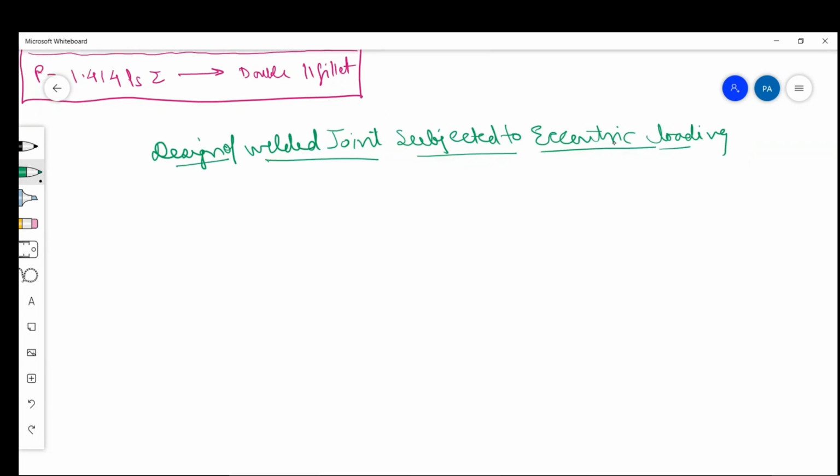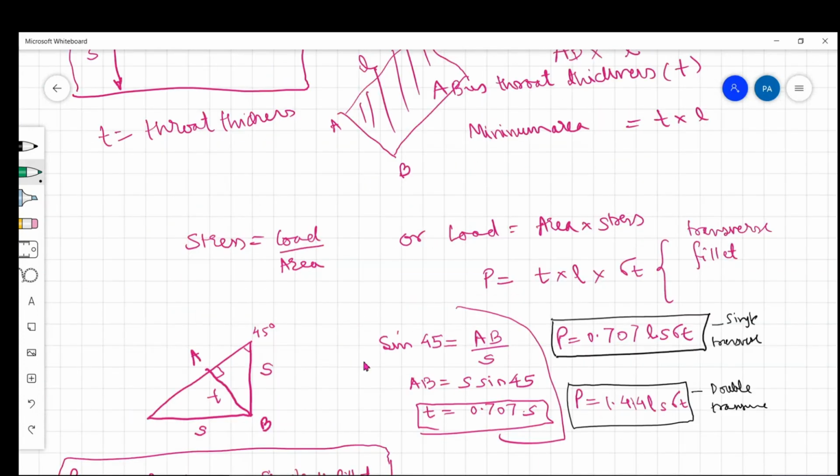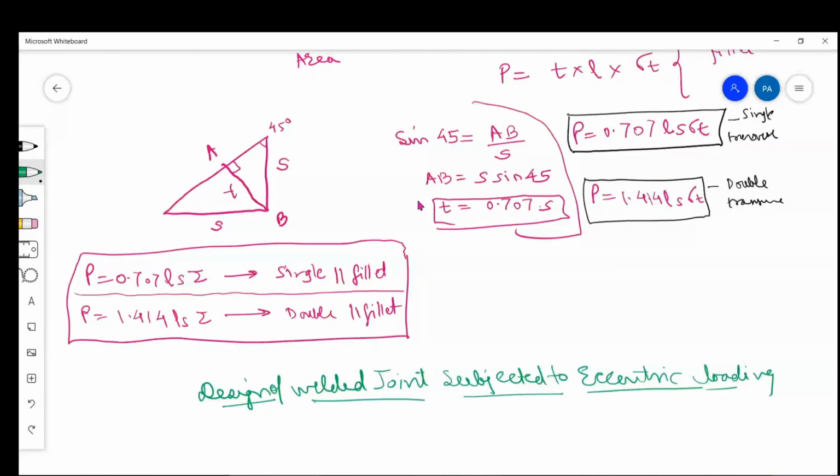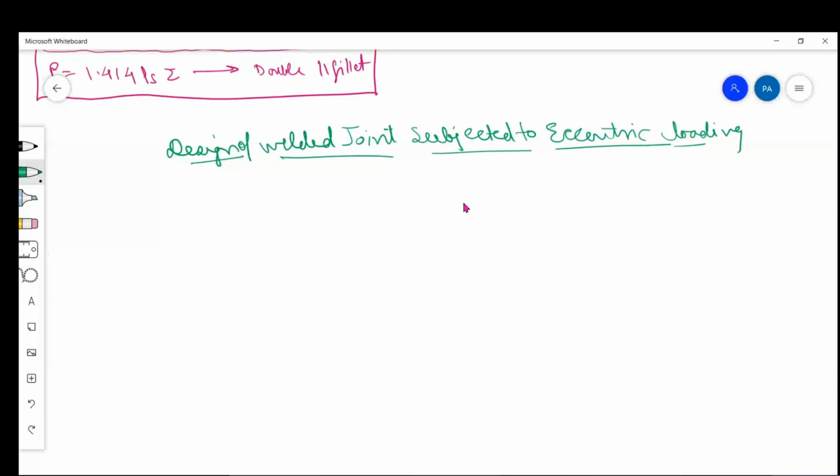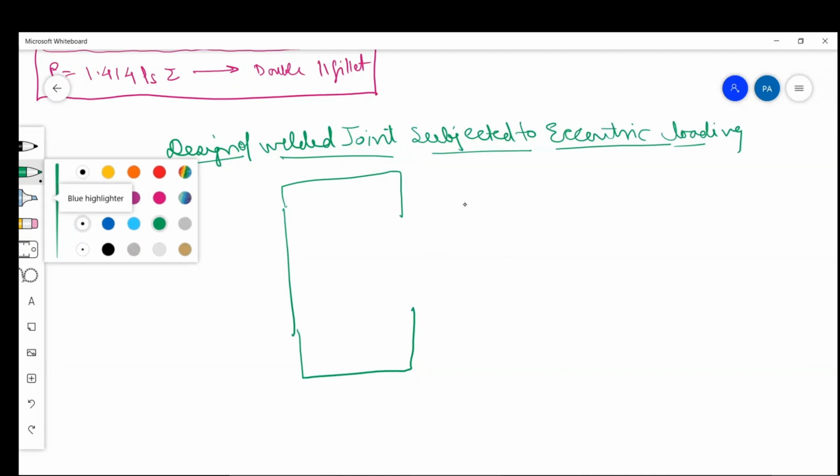Now what is eccentric loading? For eccentric loading we'll need this concept of double parallel and single parallel, so that's why I had taken only this much. Eccentric loading is like this. So this is one plate, this is one plate, and then there is another plate like this.